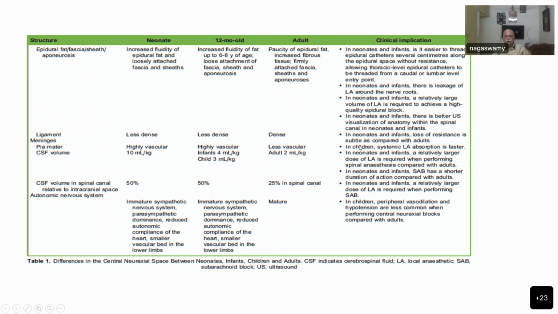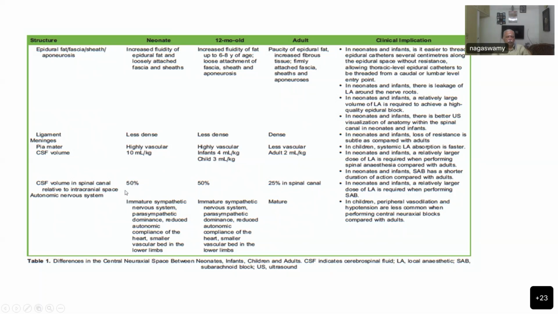The ligaments and meninges are all less dense, so the loss of resistance is very subtle, and it is better to use saline rather than air for that, which is confirmed in the book. And CSF volume, compared to body weight, is higher, 50%, whereas in the adult it is only 25%. But the flow will be very much lower.